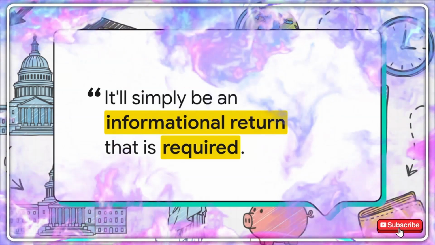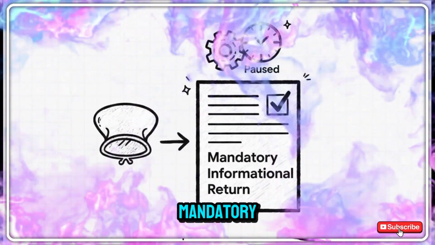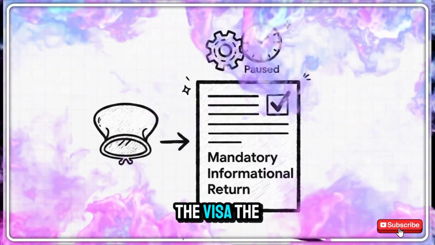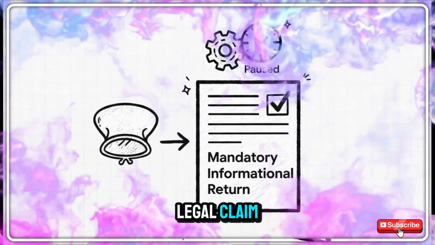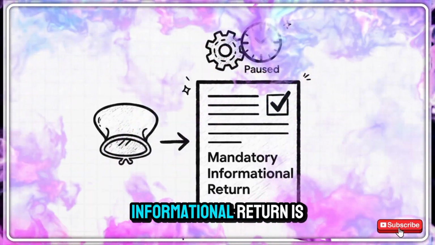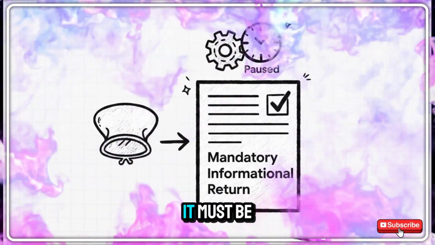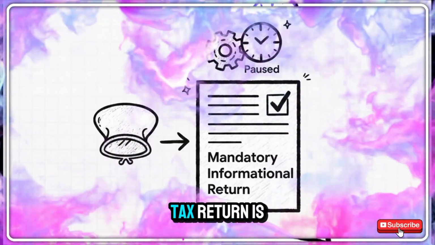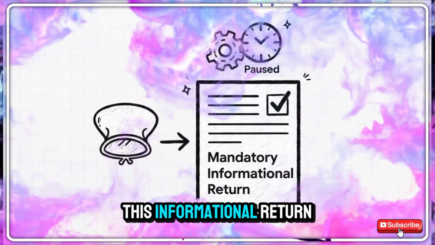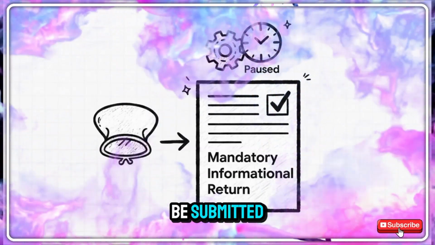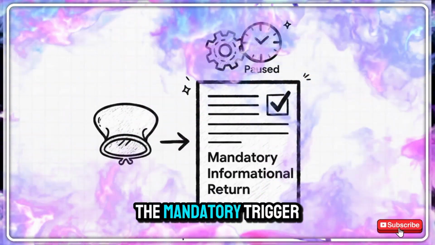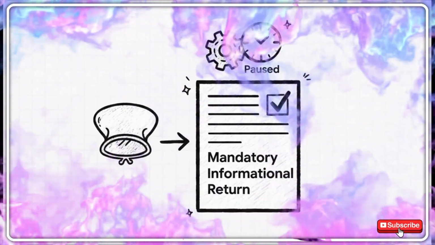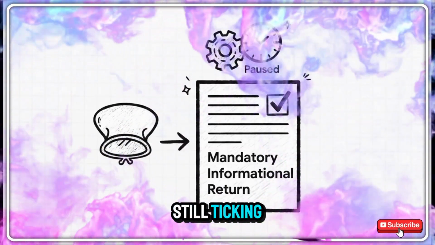The whole system actually relies on mandatory informational returns. You don't get the exemption of days automatically just by holding the visa. The exemption is a legal claim, officially enacted only when this informational return is filed. And get this, it must be filed even if absolute zero income was generated. If no standard tax return is due because there was no income, this informational return is strictly required to be submitted entirely on its own. It is the mandatory trigger that makes the mathematical pause on your residency clock legally valid. Without it, the clock is technically still ticking.